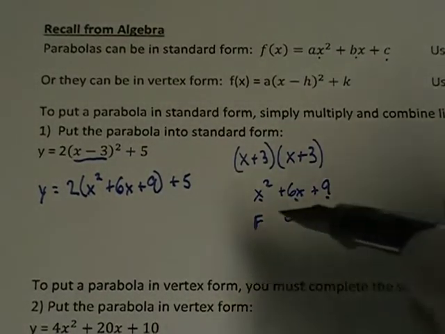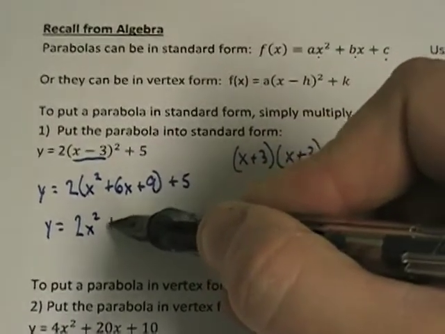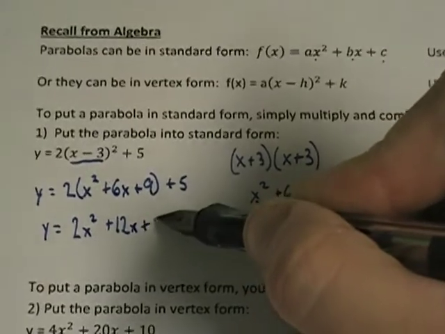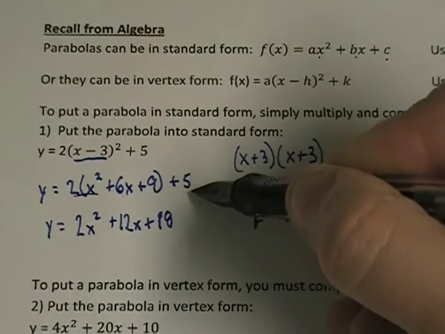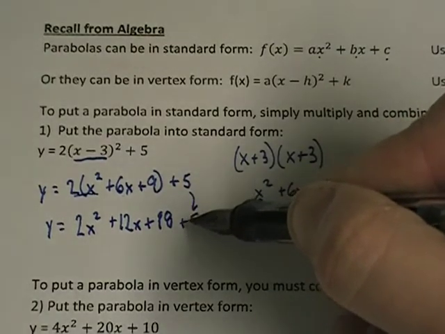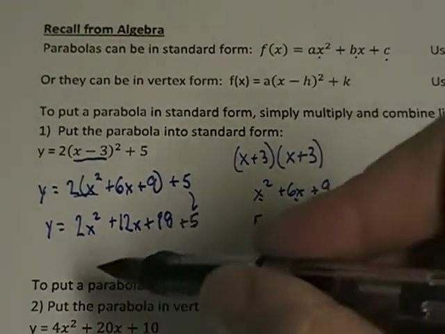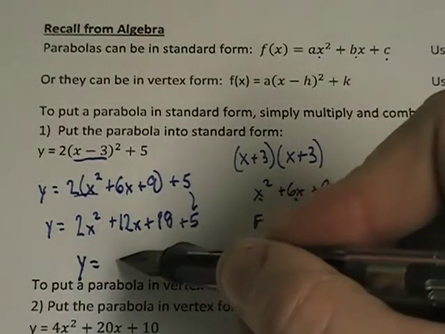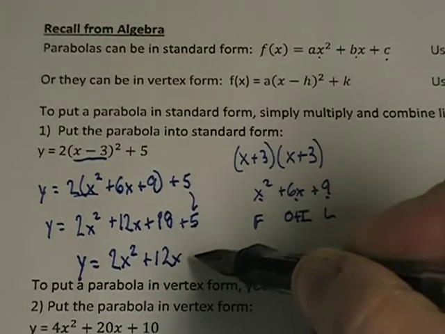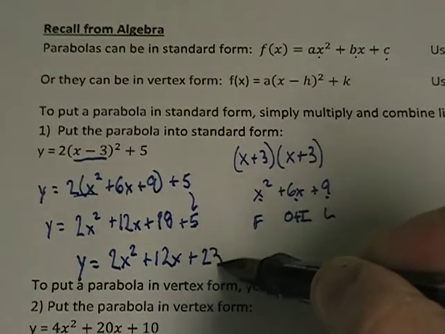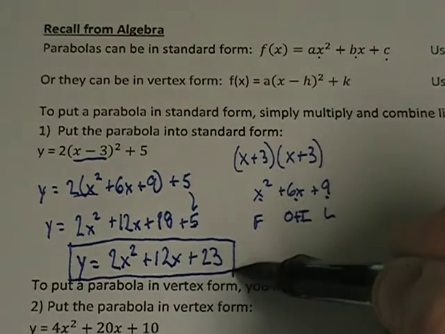So then what? Distribute the 2. So we get 2x squared plus 12x plus 18. So all of that becomes that, and then copy that plus 5, and then combine that final 18 plus 5, and you get a final answer of 2x squared plus 12x plus 23. And there is your parabola in standard form.